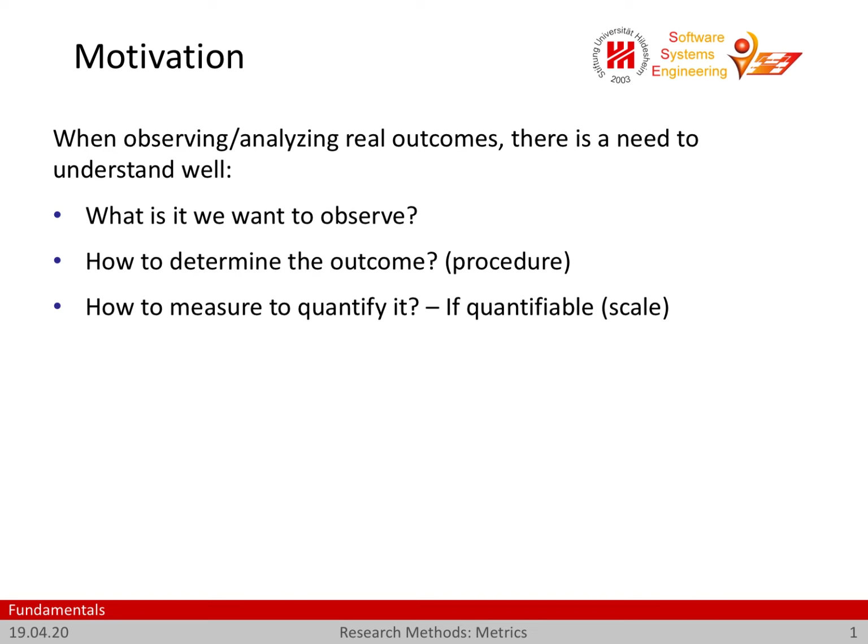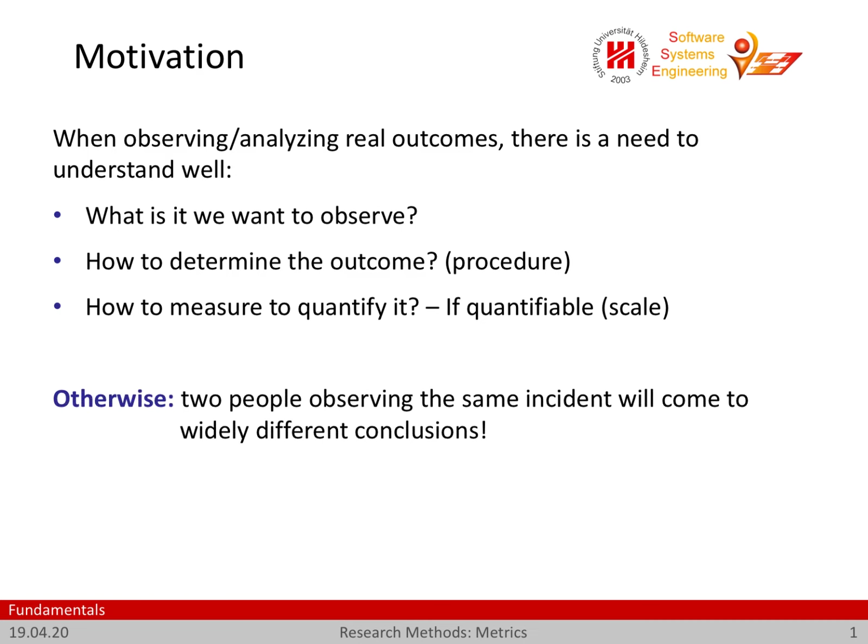Whenever we observe real outcomes, there is a need to precisely define what it is we want to observe. How do we actually determine the outcome? What is the exact procedure that needs to be followed to arrive at the final results? How to measure, how to quantify it, if it is quantifiable, or how to qualitatively describe it if it's only qualitative data. This is actually less trivial than one would expect, but it's fundamental to good research.